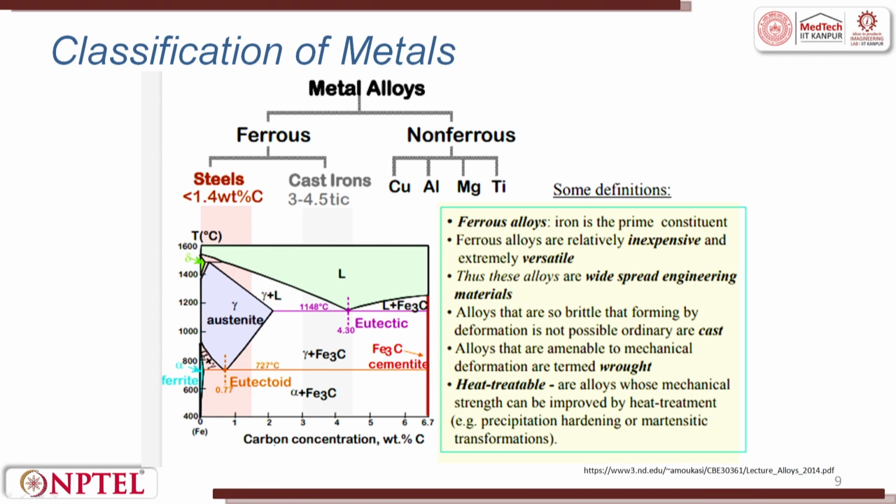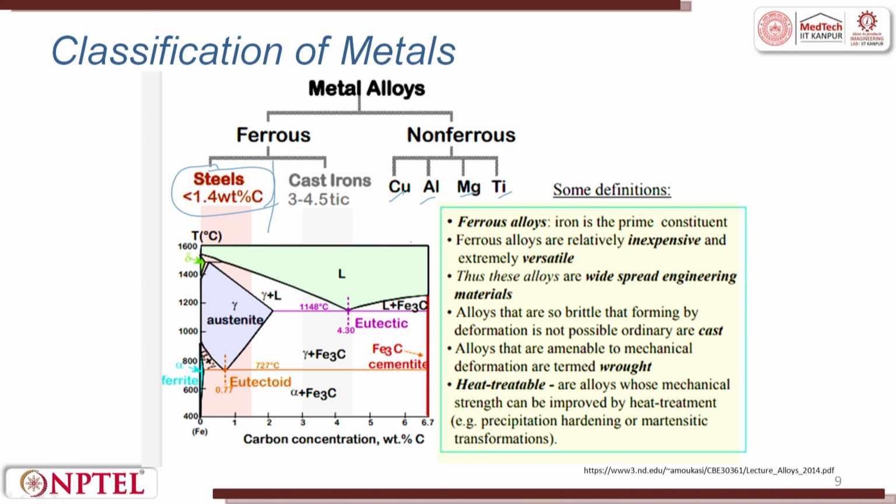When we talk about metal alloys, ferrous and non-ferrous, steel falls in a category which is less than 1.4% weight of carbon. Anything more than that will move towards cast iron. Cast iron will have 3 to 4.5% of carbon. When we talk about non-ferrous, the most commonly used are copper, aluminium, magnesium and titanium.